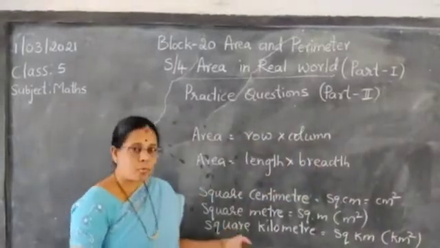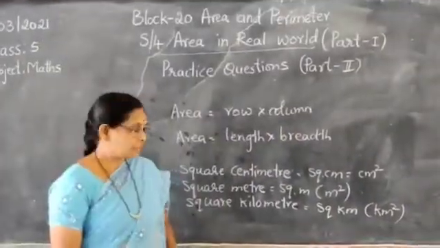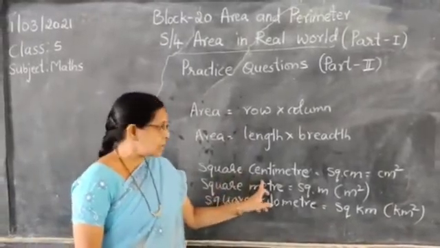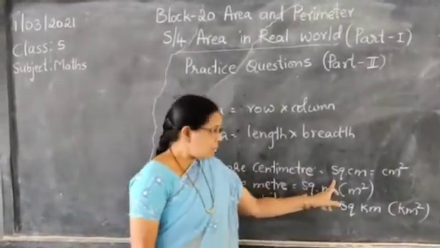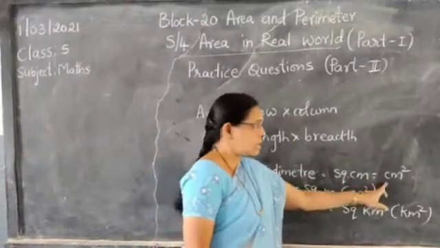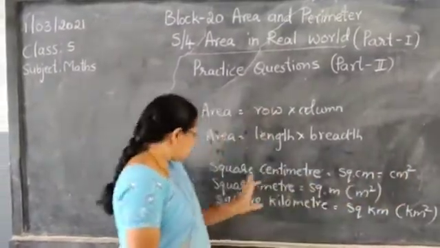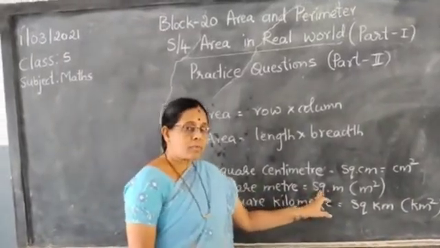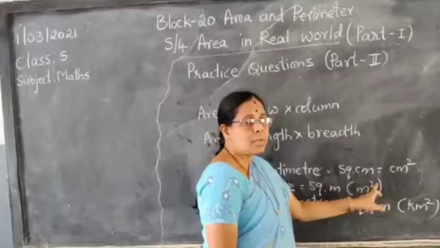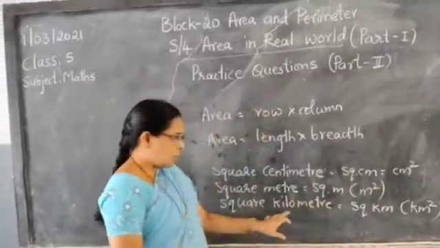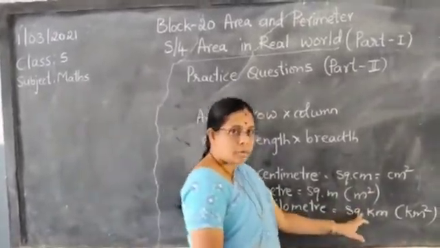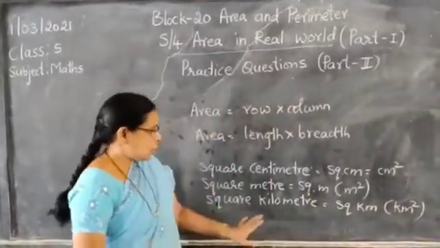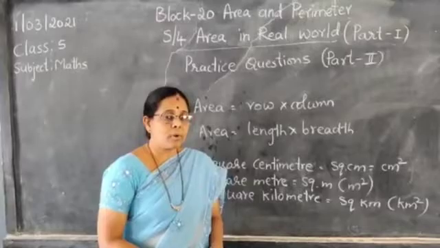Okay, children, I hope you understood. Now, these are the different units, children. Square centimeter, in short form square centimeter, or centimeter square. Next, square meter, in short form square meter, or meter square. Square kilometer, in short form, or you can write kilometer square. Okay, I hope you understood. Now open your workbook, you do all this.